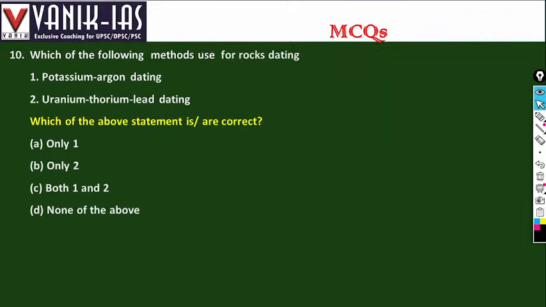Which of the following methods are used for rock dating? Potassium-argon dating, uranium-thorium dating. So both are used for dating, to know the age of a particular rock. This way, today's question answer discussion and the current developments are over.